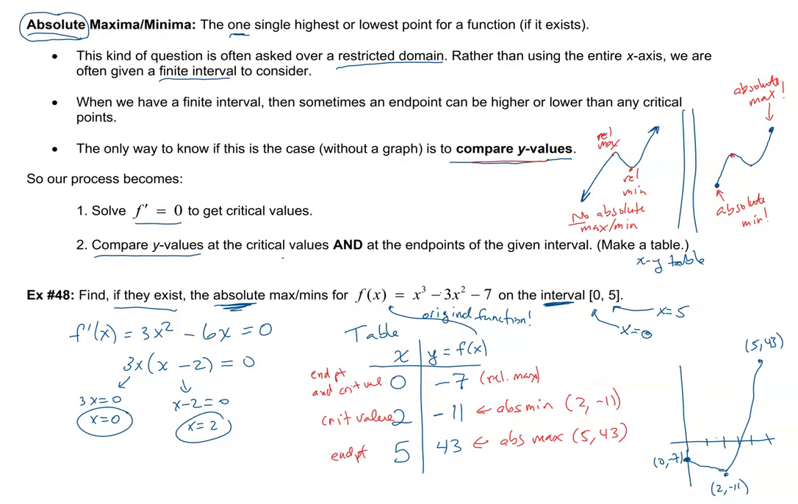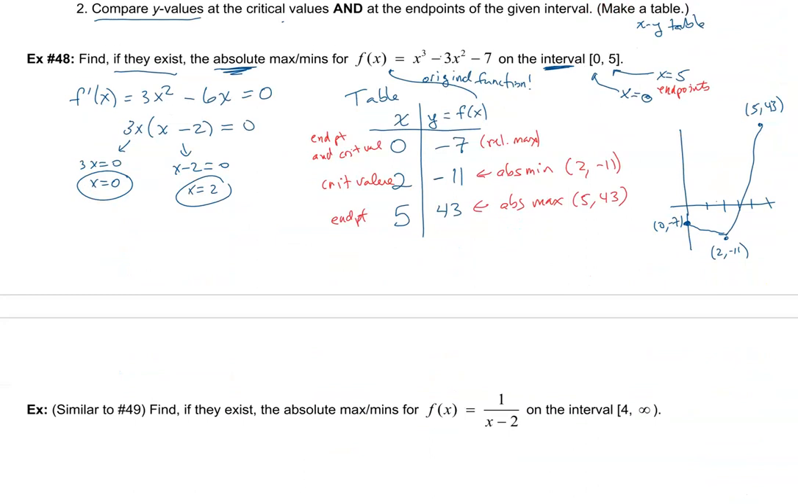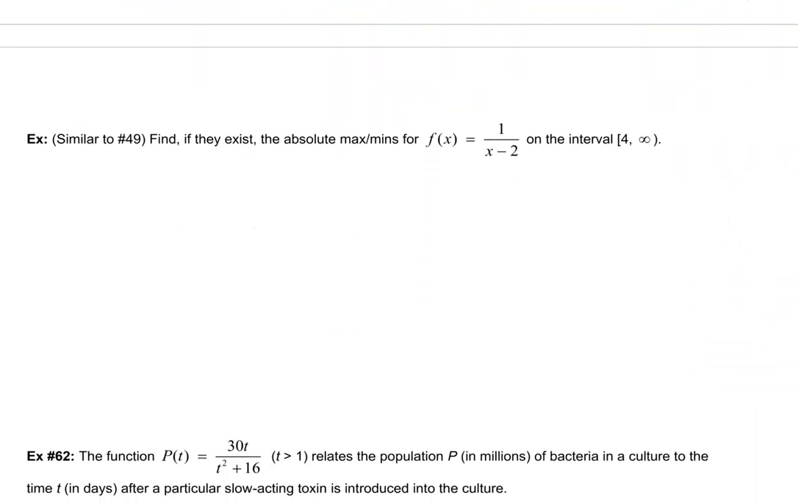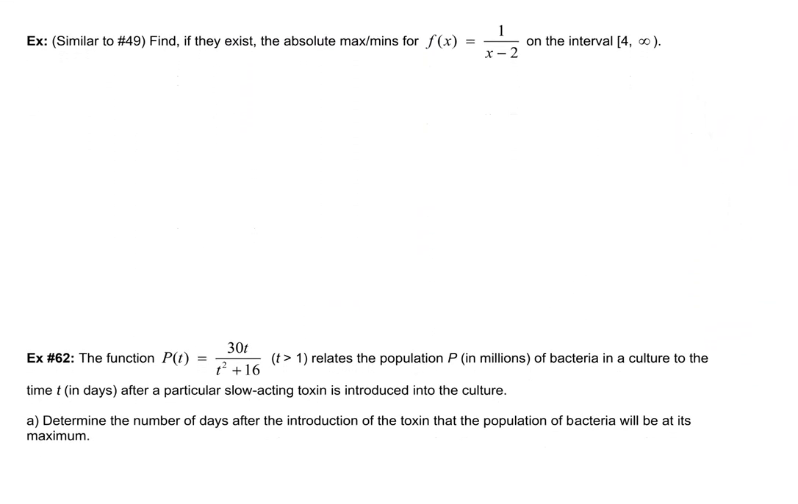If that makes sense, then you're in a really good place: you find your critical values and then you just compare critical values and endpoints in an XY table. Now we are going to go ahead to a little bit harder problem, one of those rational things. So let's see what we can do with it.